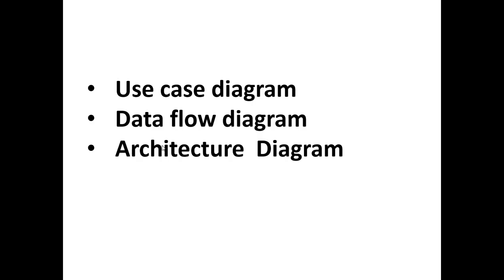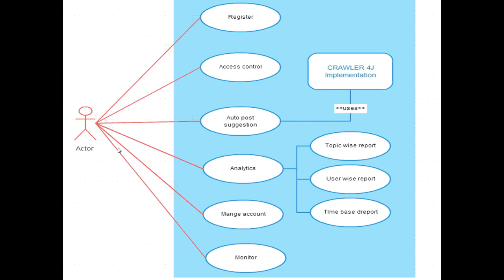So now let us get into the diagrams: the use case diagram, the data flow diagram, and the architecture diagram. This is the use case diagram for our project. The user of our project will have access to various components as shown below. He will be able to access the register component, through which he can get access to our project. He will have rights to use the access control component, through which he can log into our project and also log out from it. Access control means logging in and logging out.